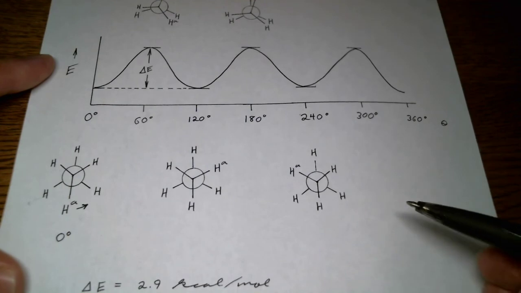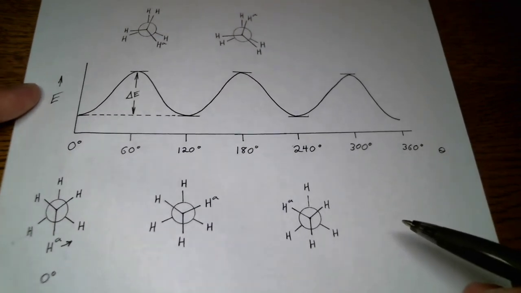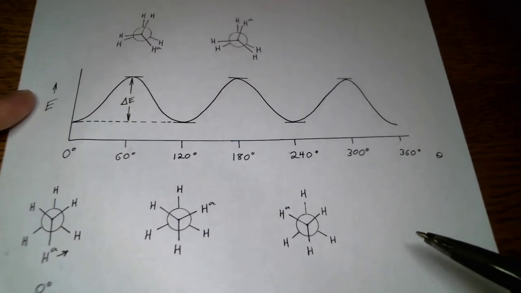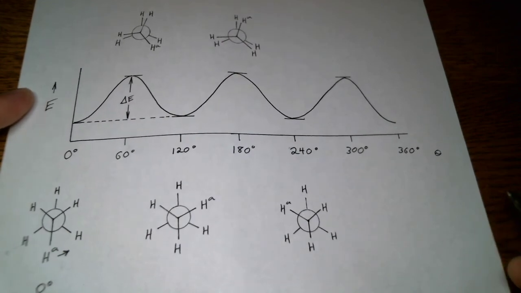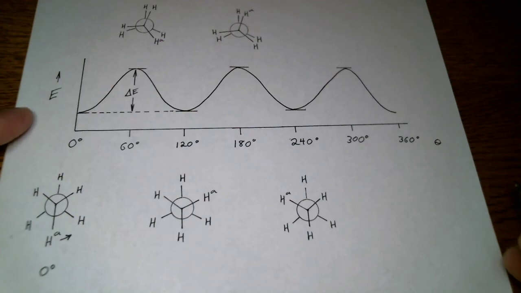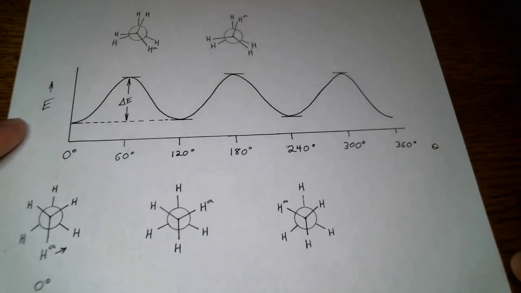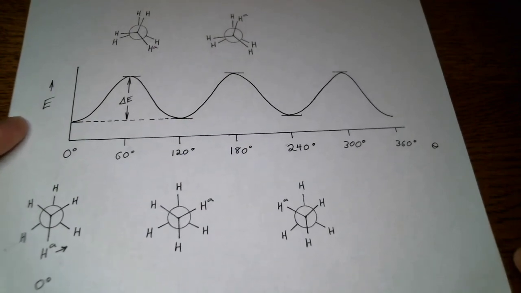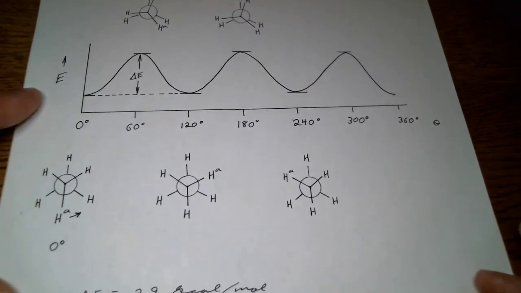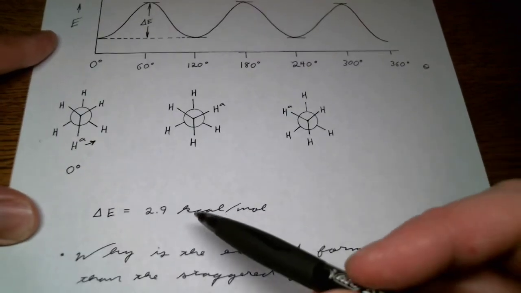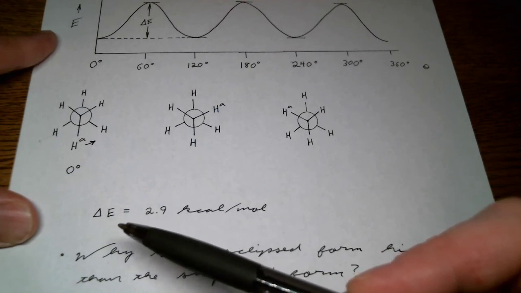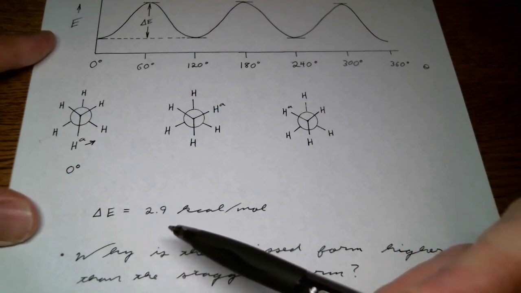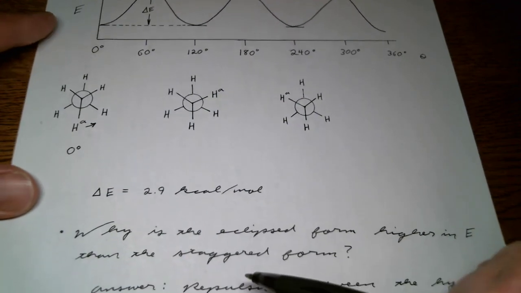And there's actually interesting research where chemists are trying to create molecular ratchets that can only rotate in one direction. That would be kind of an interesting advance to being able to make molecular sized machines with function that could be useful. So the change in energy for this process is about 2.9 kcals per mole.